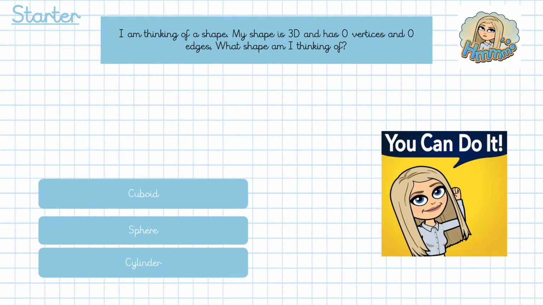For question 4. I'm thinking of a shape. My shape is 3D and has 0 vertices and 0 edges. What shape am I thinking of? Is it A, cuboid, B, sphere, or C, cylinder?